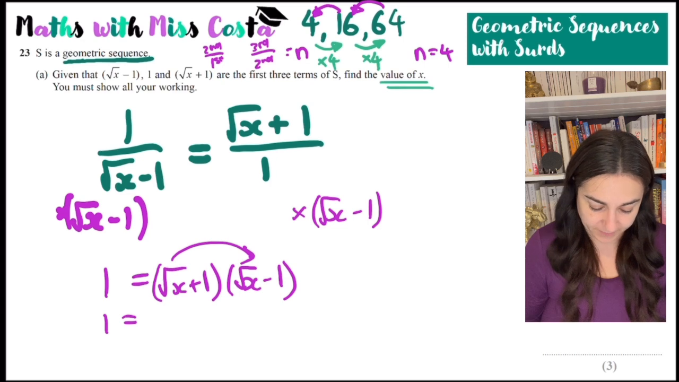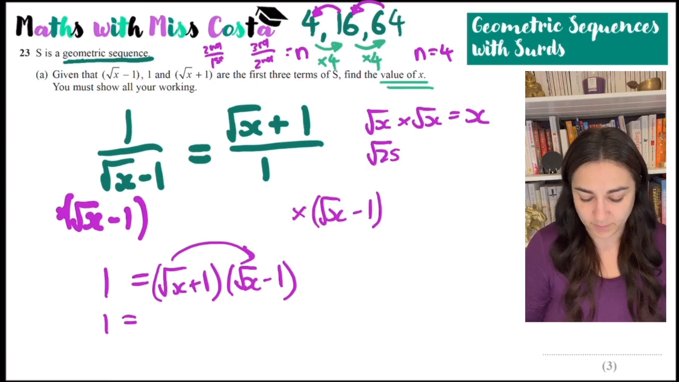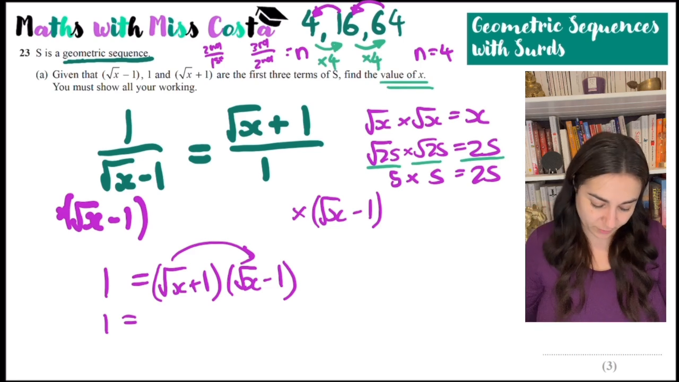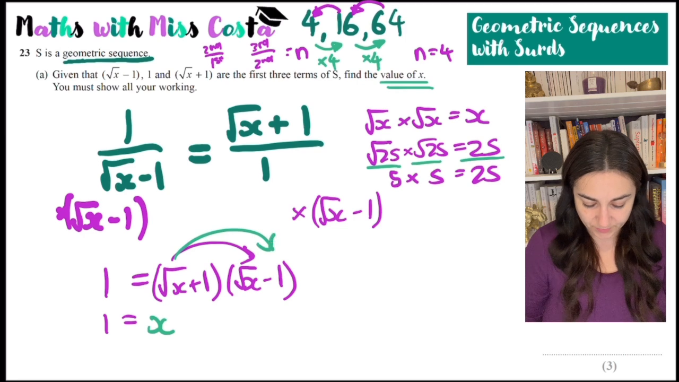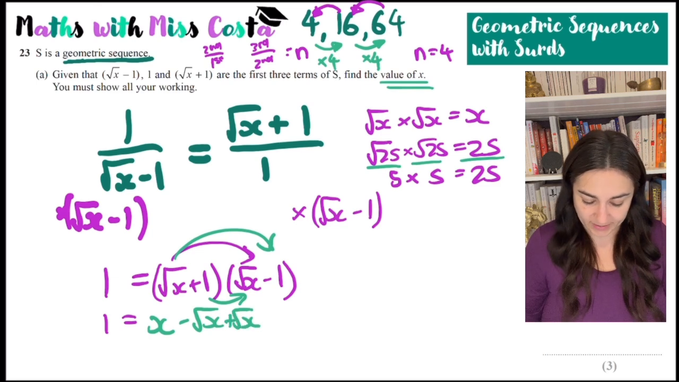Expand and simplify. So remember, a root of anything multiplied by the same root is just itself. With a common example, what's the square root of 25 times the square root of 25? Well, I know that's 5 times 5, which is 25. And so anytime you multiply a root by itself, it's just the number itself. So root x times root x is going to be x. Root x times -1 will be negative root x. 1 times root x is going to be positive root x. And 1 times -1 is going to be -1.